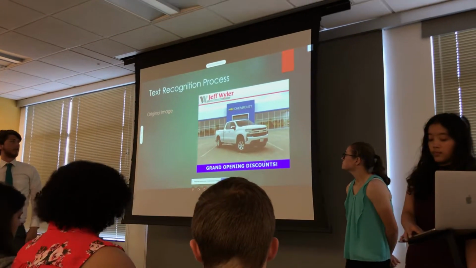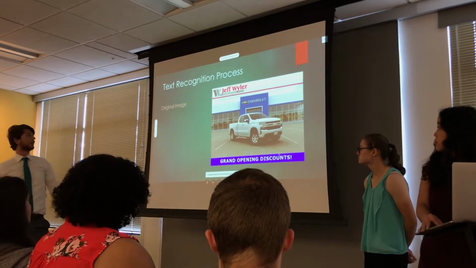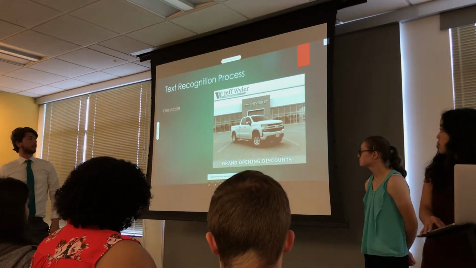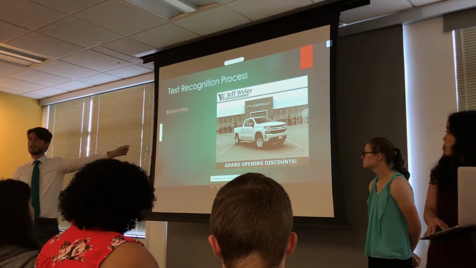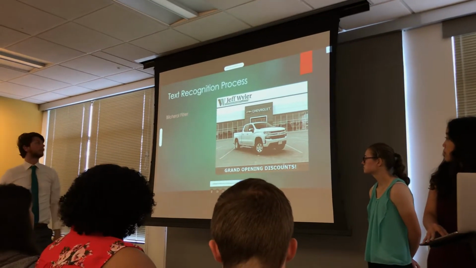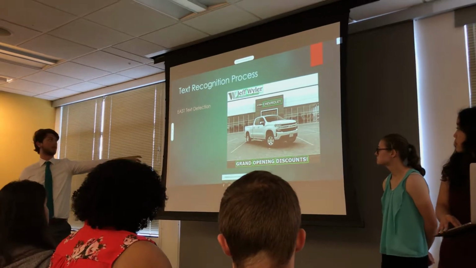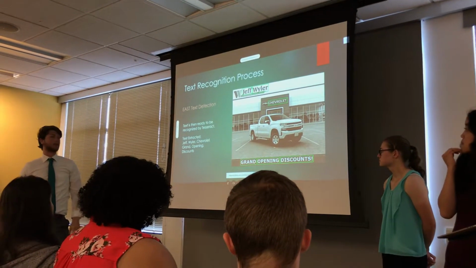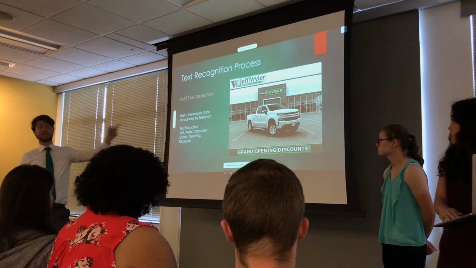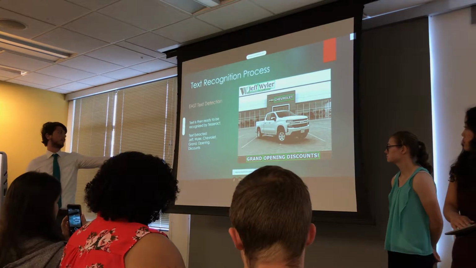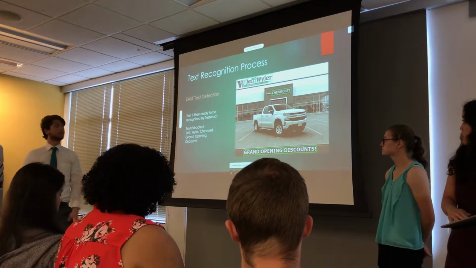This is an example of how the process works for text detection. So we start with our original image, gets turned to a byte array. Then it becomes grayscale for the next step, which is a bilateral filter, and this sharpens the image, which makes it easier to read the text. Then text detection actually locates the text from the image and puts a rectangle around it. Then once that happens, the text is ready to be recognized by Tesseract, and then the text extracted from this image is Jeff Wyler Chevrolet grand opening discount. So we got all the main text from this image.